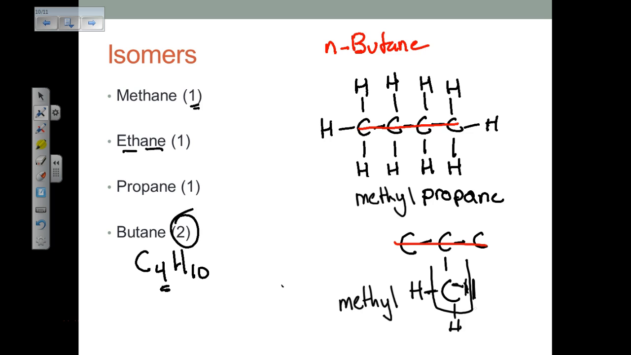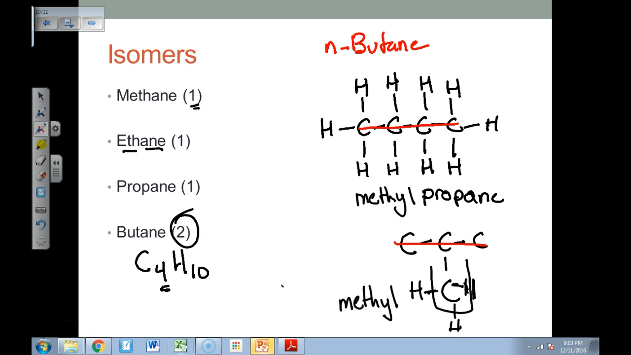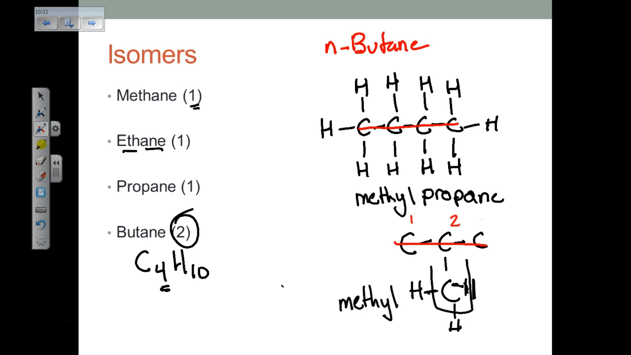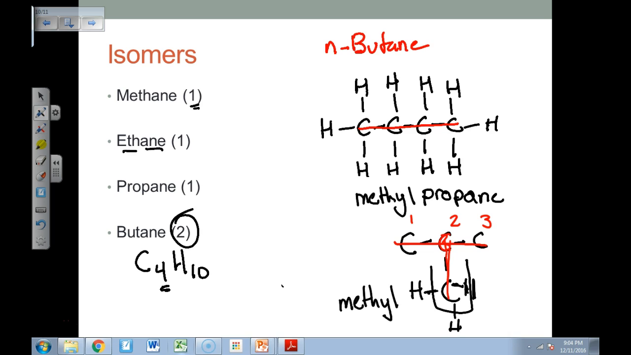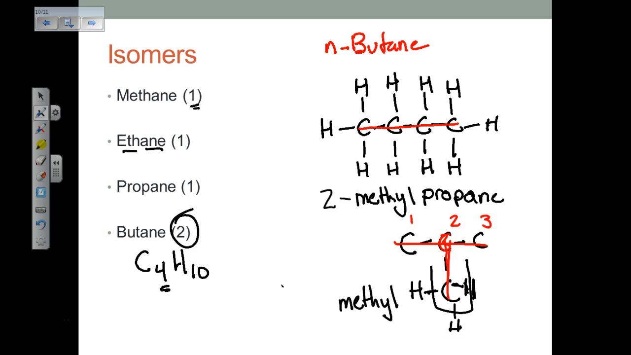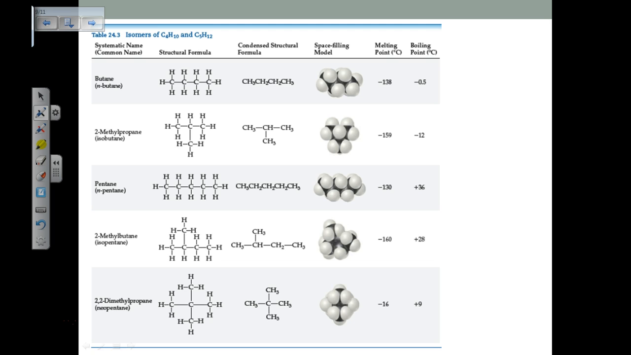group is coming off. When we number this, we're going to number this 1, 2, 3. When we number that 1, 2, 3, which carbon is the methyl group coming off? Well, the methyl group is coming off the second carbon, right? This is carbon 2 here. So it's coming off of here, and so this is going to be named 2-methyl propane. Okay, 2-methyl-propane.